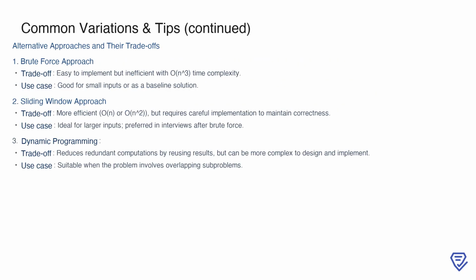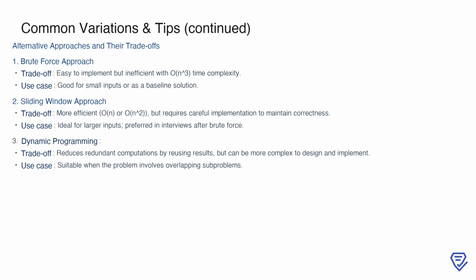Finally, let's compare some alternative approaches to solving this problem and their trade-offs. The brute force approach is the simplest to implement but has a time complexity of n cubed, making it inefficient for larger inputs. It's mainly useful as a baseline solution or for small input sizes. The sliding window approach is more efficient, typically achieving n squared time complexity, but it requires careful implementation to ensure correctness. This approach is ideal for larger inputs and is often the expected solution in interviews once you've established the basics. Dynamic programming is another powerful option.